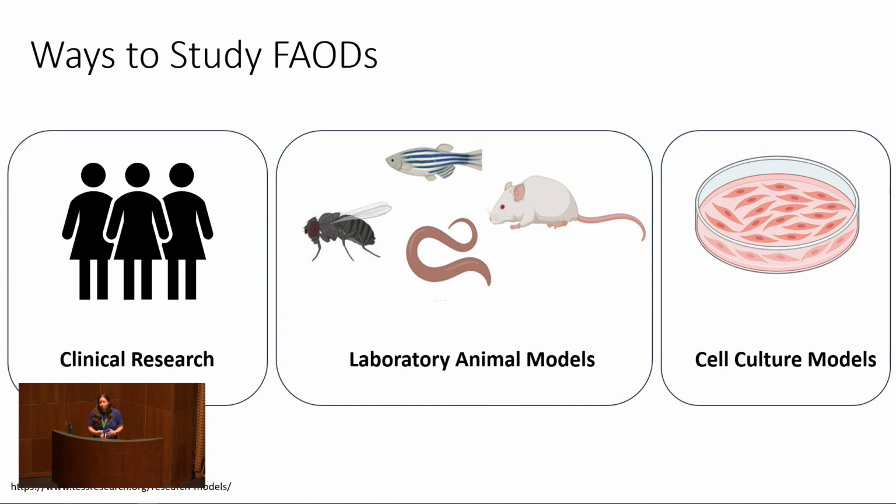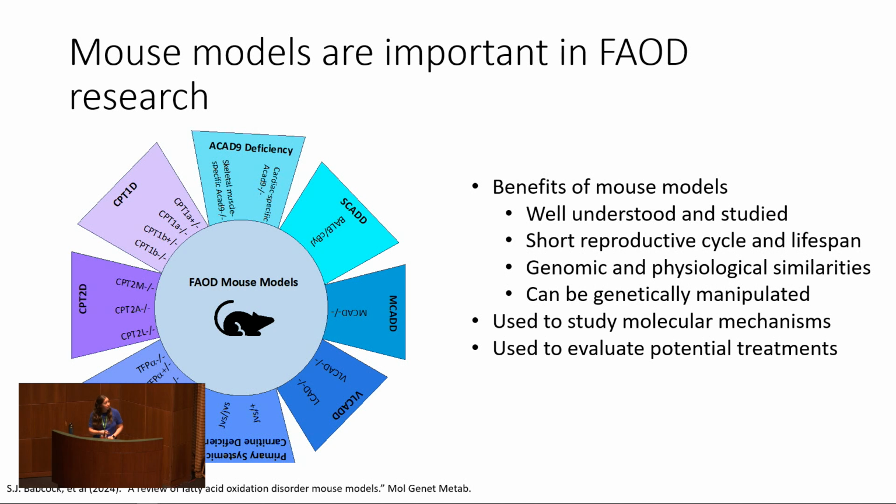This is a really big field, and there's a lot of different models that you can use. There's fruit flies, zebrafish, rodent models, and then also all the way up to non-human primates. We're going to specifically focus on mouse models. Mouse models and rodent models make up about 95% of all laboratory animal models used. And there are a lot of benefits to using mouse models. One is that they're very well understood and studied.